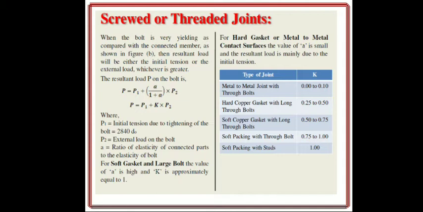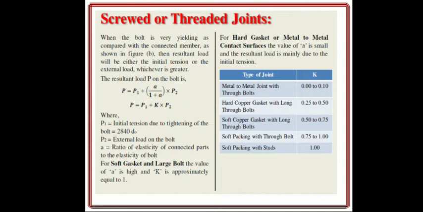Now when the bolt is very yielding as compared with the connected member, as in the earlier figure, the resultant load will be either the initial tension or the external load, whichever is greater. So the resultant load P on the bolt is P is equal to P1 plus A upon 1 plus A into P2, that is P is equal to P1 plus K into P2, where K is A upon 1 plus A. P1 is the initial tension due to tightening of the bolt, P2 is the external load on the bolt, and A is the ratio of elasticity of connected parts to the elasticity of the bolt. For a soft gasket and large bolt the value of A is high and K is approximately equal to 1.